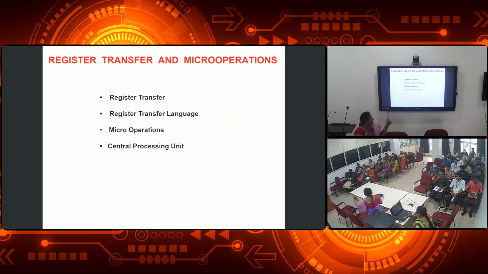We are going to see about register transfer. Next is register transfer language. Next is microoperations. And the fourth one is the central processing unit.